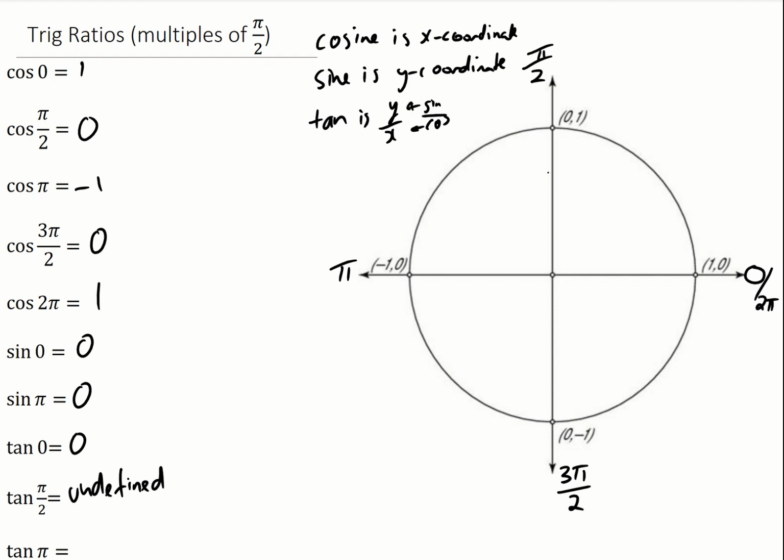And tan of pi, I'm here again at 0 divided by minus 1, which is 0. So that's all we need to do for the unit circle in most cases, non-calculator. There are 2 other videos looking at some slightly more complicated scenarios.